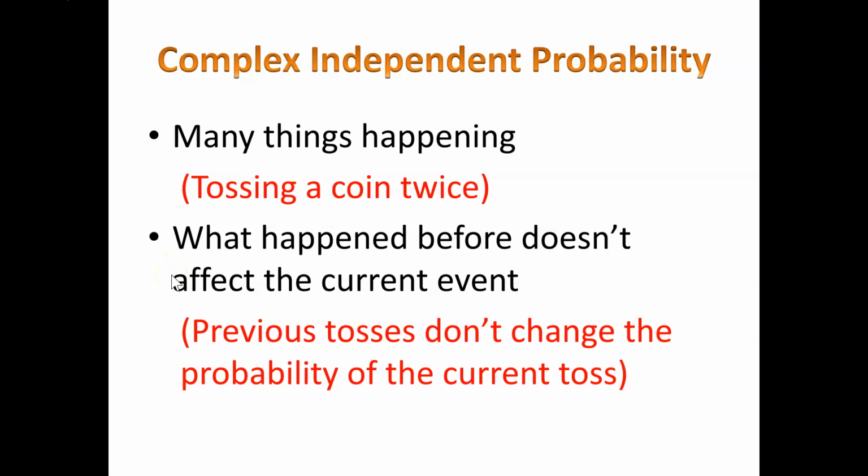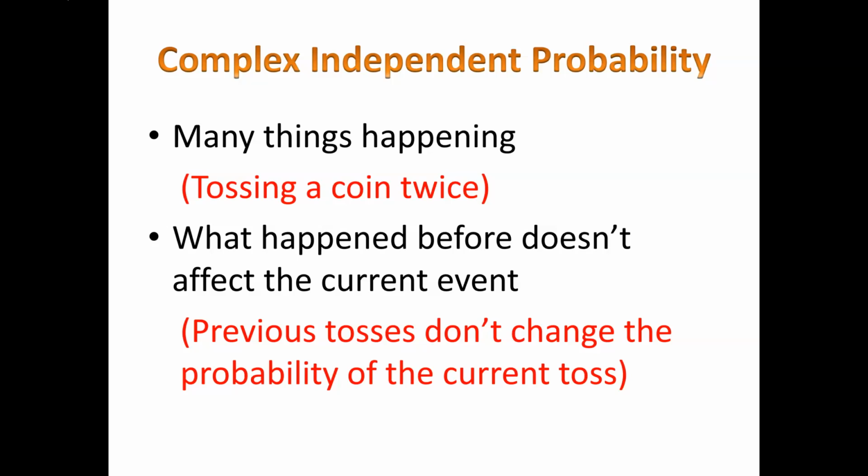Mr. Hale with you again. The other day we talked about simple independent probability. Simple meaning one thing was happening. We were flipping a coin one time, or rolling a die one time, or pulling one colored marble out of a cup. Today we're going to talk about complex probability, also known as compound probability.